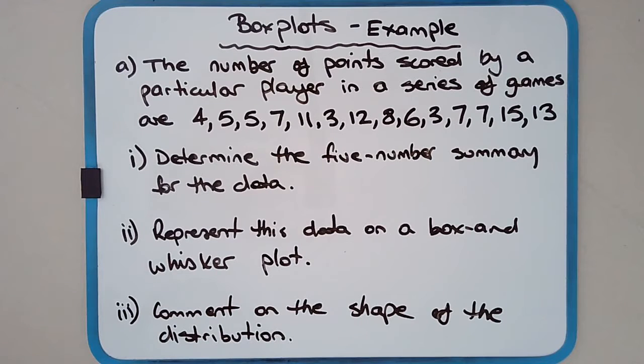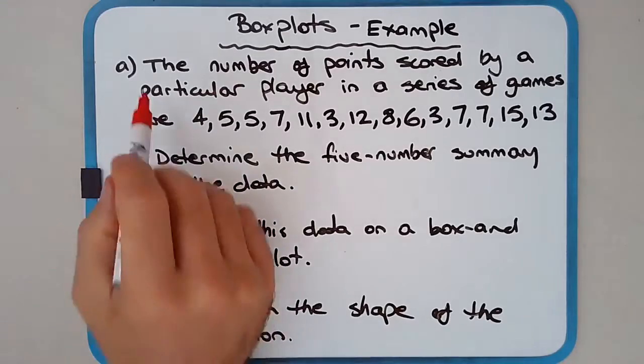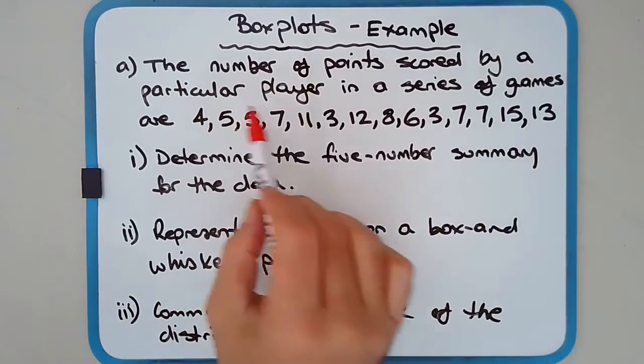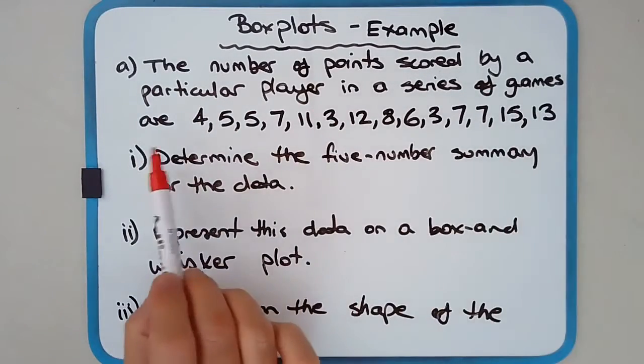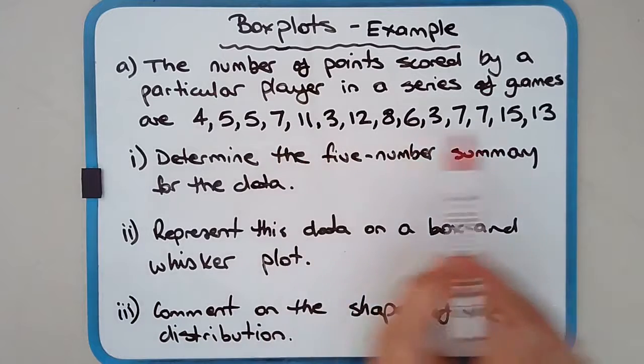And then the other part of the example is basically just a set of questions that are based around the box and whisker plot we're about to draw. Okay, let's have a look at the question. So the number of points scored by a particular player in a series of games are 4, 5, 5, 7, so on and so on.